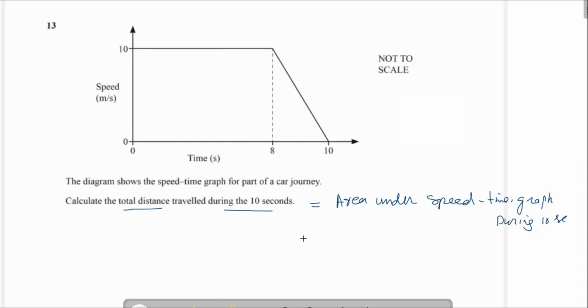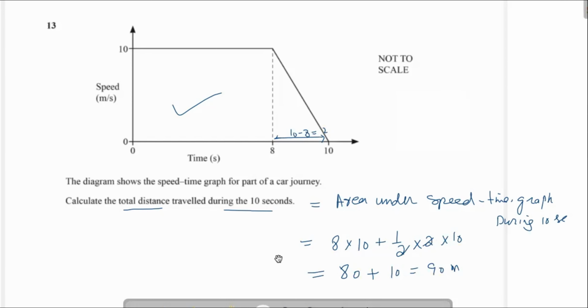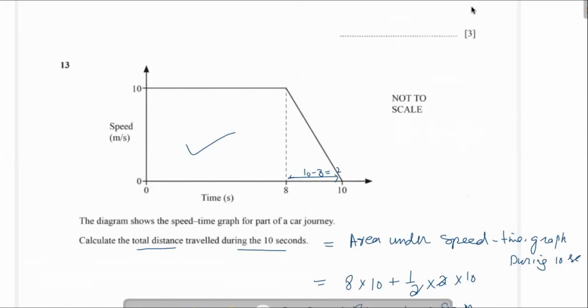Now you see here, this area will be equal to, and this is the rectangle. The area of a rectangle is equal to length into width. Length is 8. Multiply, this is the height or width, you can say that is equal to 10. Plus the area of the triangle, which is 1/2 multiply base length. The base length you see here, 10 minus 8 is 2. Now you can write it, 10 minus 8 is equal to 2. And same here, height is 10. Now you get 8 times 10 is 80 plus 10, and that's equal to 90 meters, and this is the total distance. Now we move to the next question.